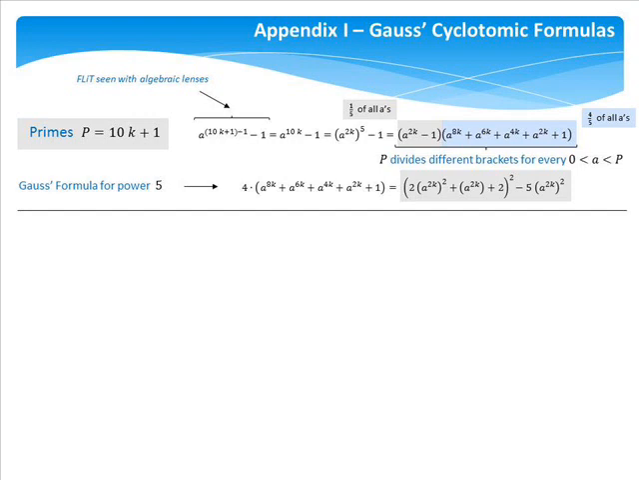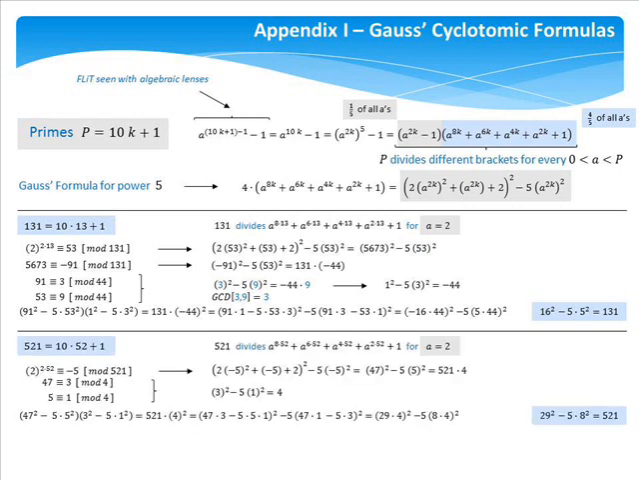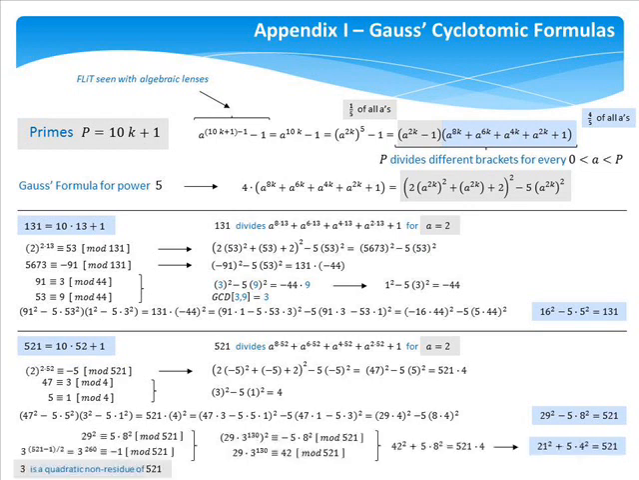Primes of the form 10k plus 1 divide Gauss cyclotomic formula for power 5 in 4/5 of A values, that is between 0 and P minus 1. So we can illustrate how it applies for finding a representation as x squared minus 5 times y squared for primes 131 and 521. Note that we can also derive 521's representation as x squared plus 5 times y squared with the help of an auxiliary congruence, as 3 is a quadratic non-residue of 521.